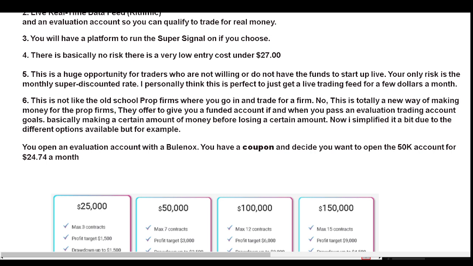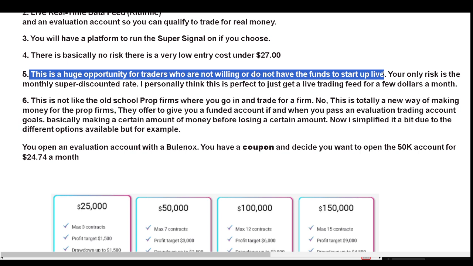And again, this is probably the biggest thing. This is for traders who really don't have funds to start up and they want to learn. They want to try to make... I mean, what a gig.